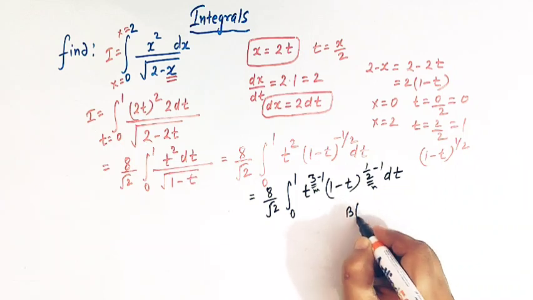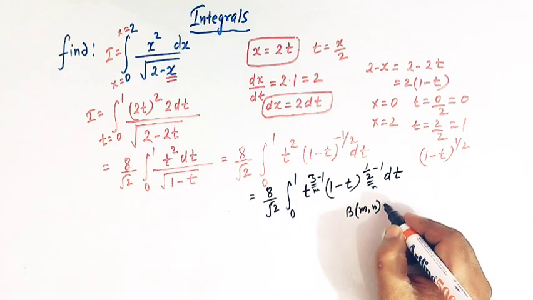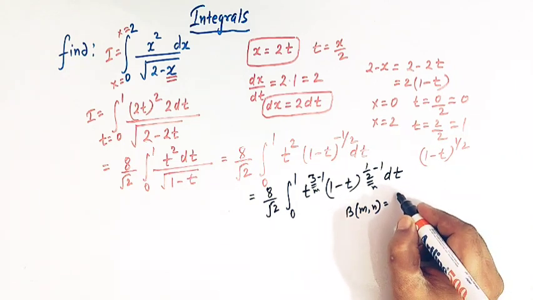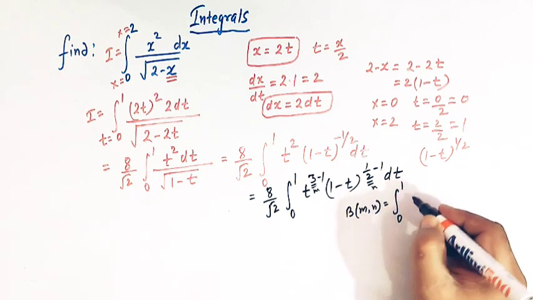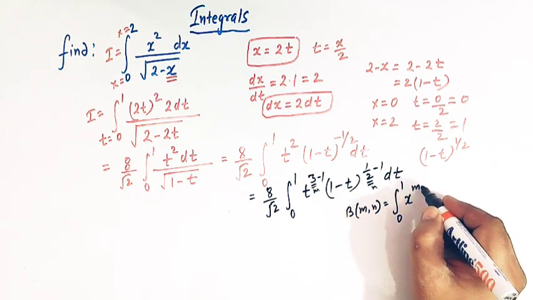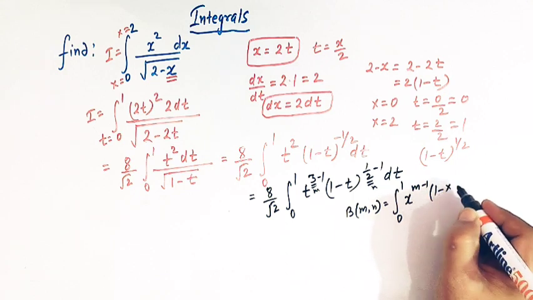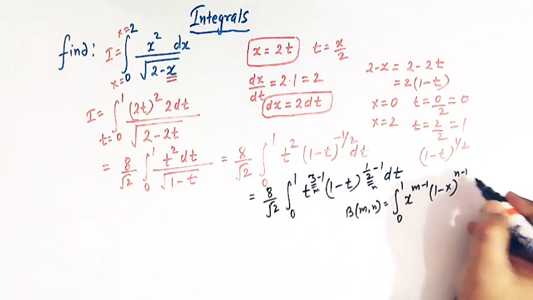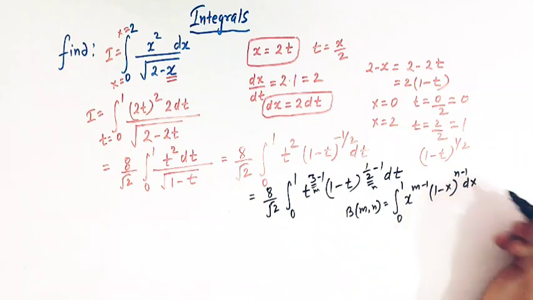Because see, the beta integral or the beta function is defined as the integral from 0 to 1 of x raised to m minus 1, then we have 1 minus x raised to n minus 1, here we have dx, right?